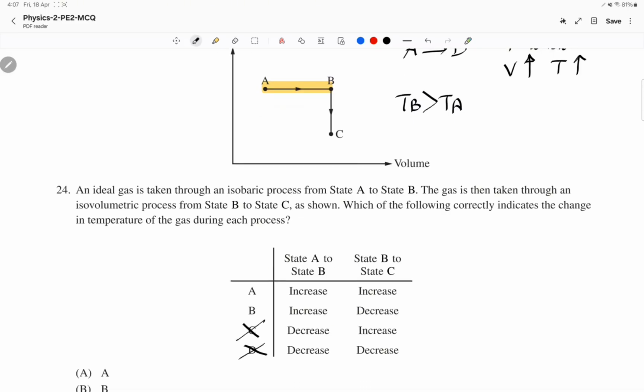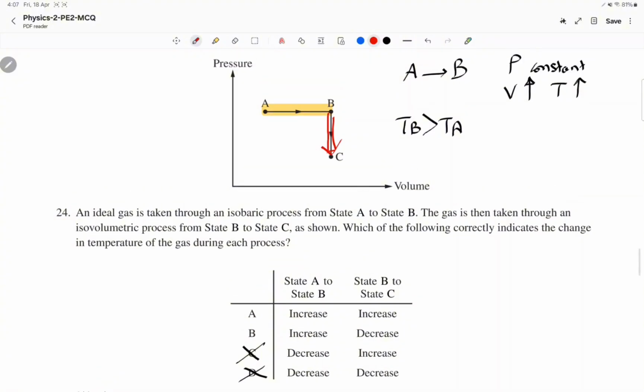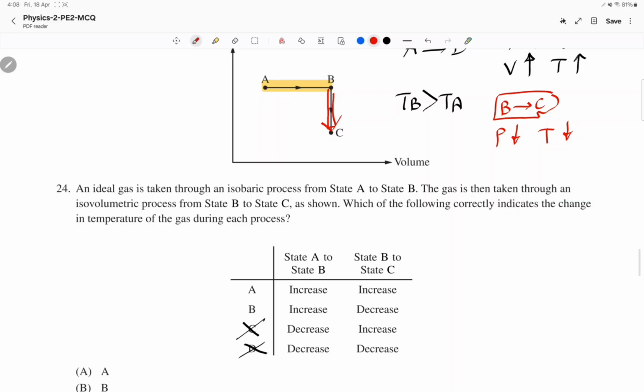Okay, so C and D are out. How about from B to C? Is the pressure changing? Yes. Is it increasing or decreasing? Increasing. And how about the volume? The volume is constant. So now, if the volume is constant and P decreases, T also has to decrease. So it's going to be increase followed by a decrease, which is choice B.